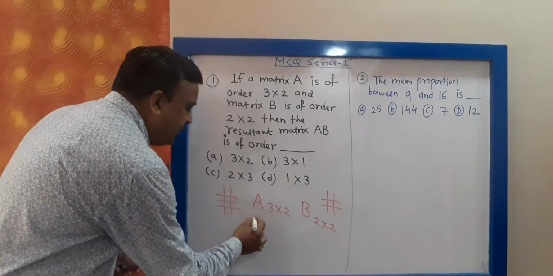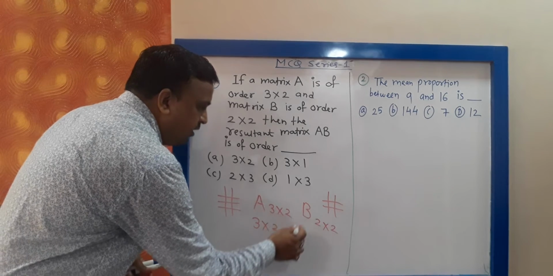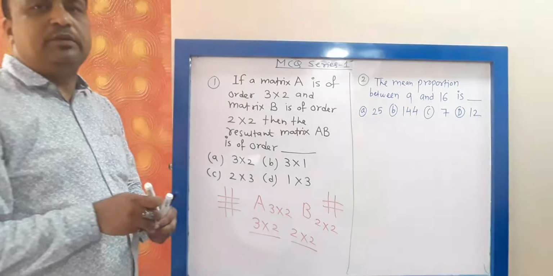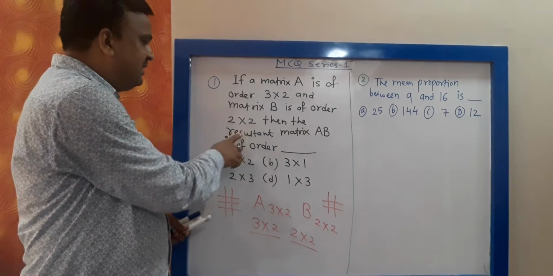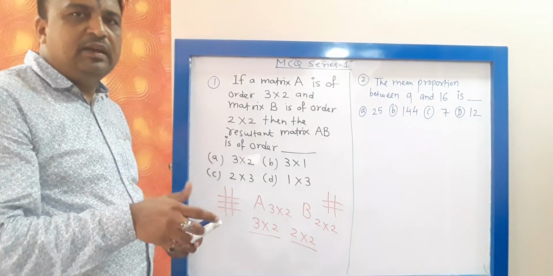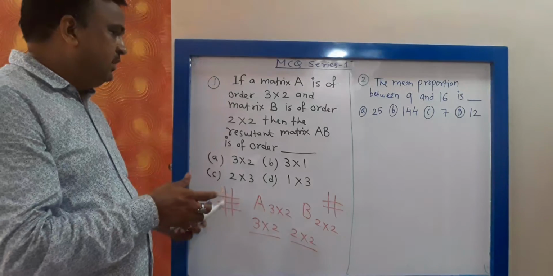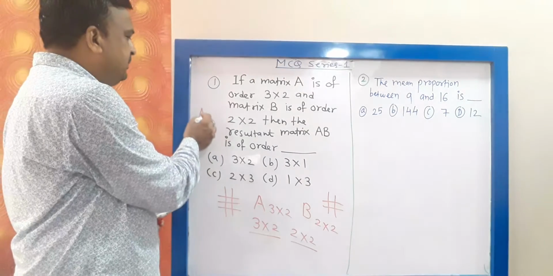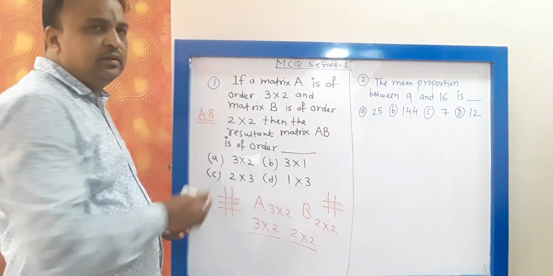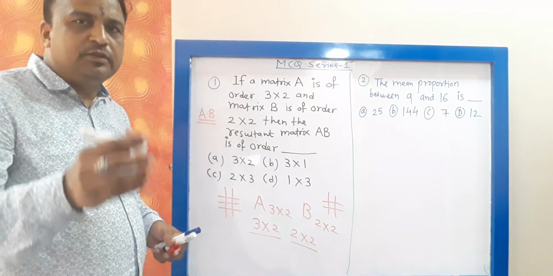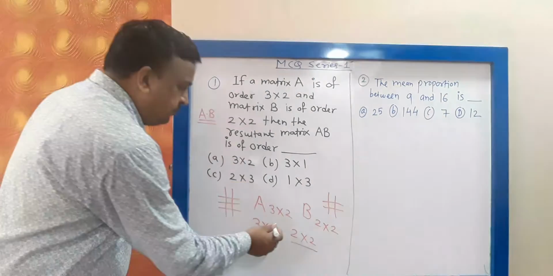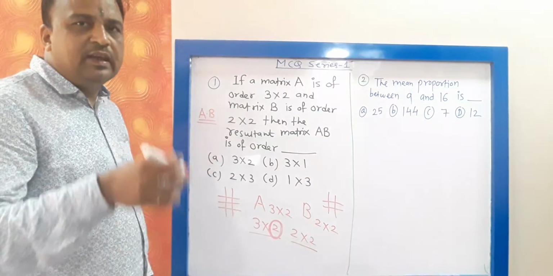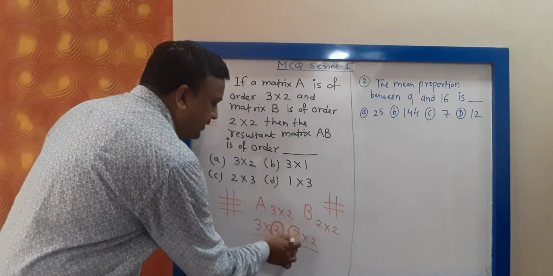Order of A is 3 by 2 and order of B is 2 by 2. Then the resultant matrix AB, AB means A dot B or A cross B, is of order what? So first you have to check whether A dot B, or AB, is defined or not. Matrix multiplication is possible only when the number of columns of the first matrix is the same as the number of rows of the second matrix.